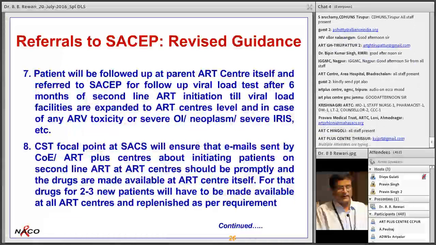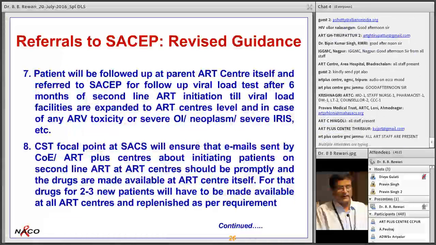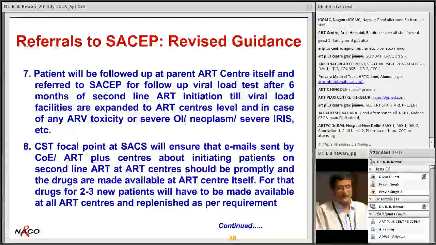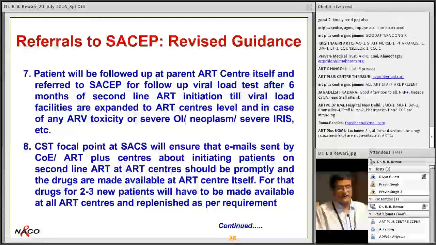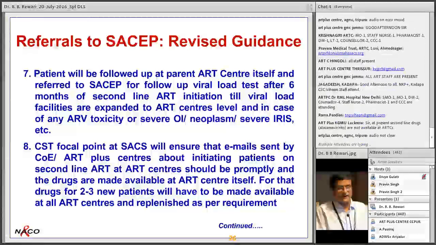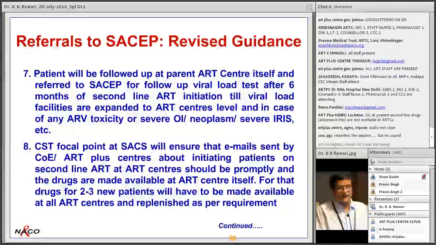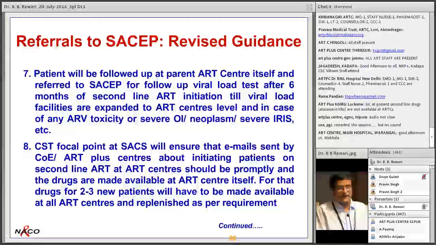They will come back to SACEP for a repeat viral load at 6 months as of now. But in 6 months, we hope that the viral load facility will be available at all ART centers, all 528 ART centers, so they will not have to come. They will undergo the repeat viral load at their own center. Lucknow, second line drugs have been sent. They have been sent to all centers now.